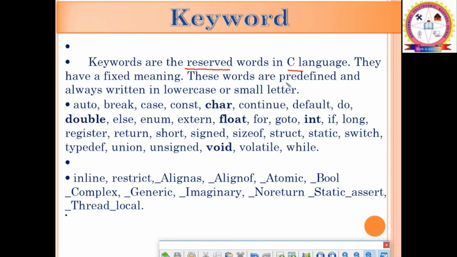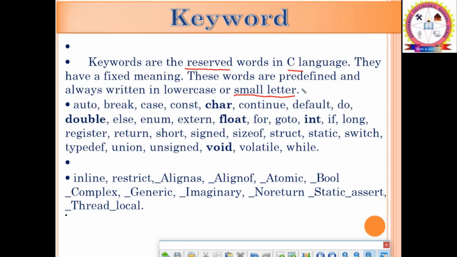These words are predefined and always written in lowercase or small letters, right? So these reserved words, or what we call the keywords, are always written in lowercase, and they are reserved for C language. They have a specific meaning. They are defined by the compilers. So we cannot use this type of reserved word for any other purpose.